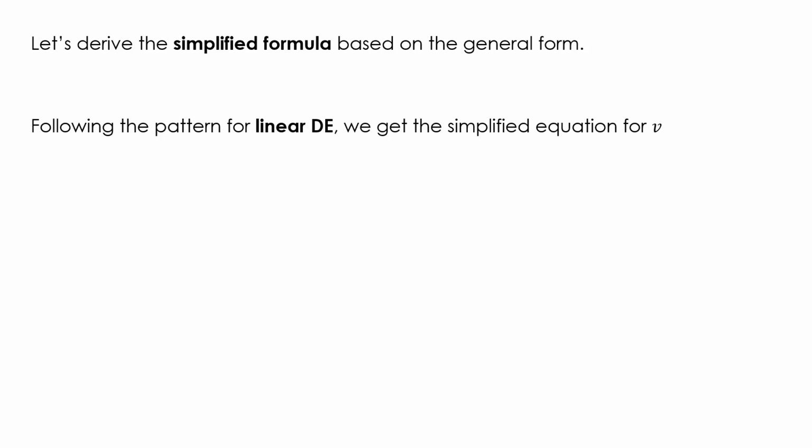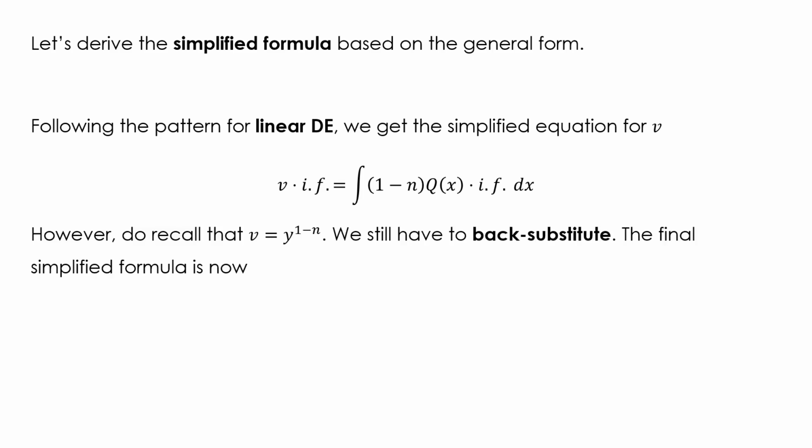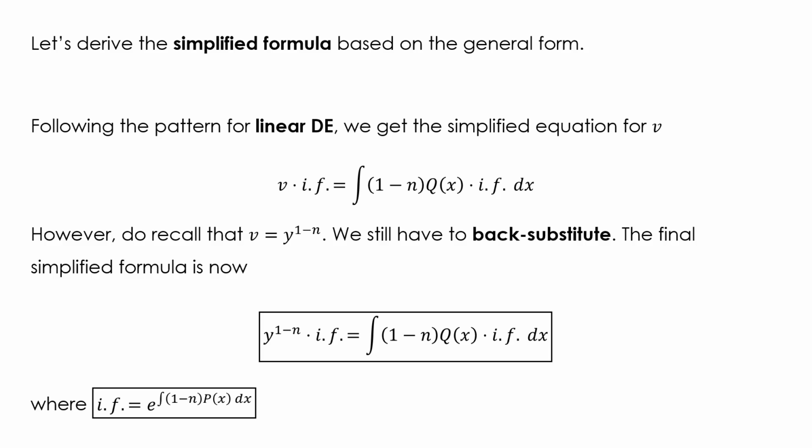Following the pattern for linear DE, we get the simplified equation for v, that is, v times integrating factor equals integral of 1 minus n q of x times the integrating factor dx. Of course, do recall that our original variable is y, so we still have to back substitute. The final simplified formula is now y raised to 1 minus n times the integrating factor equals the integral of 1 minus n q of x times the integrating factor dx, where the integrating factor is e raised to the integral of 1 minus n p of x dx.